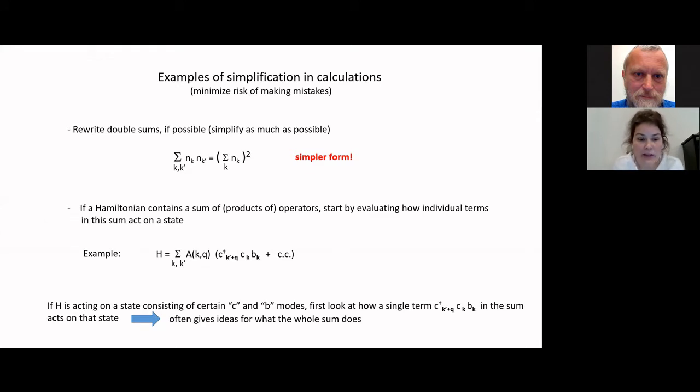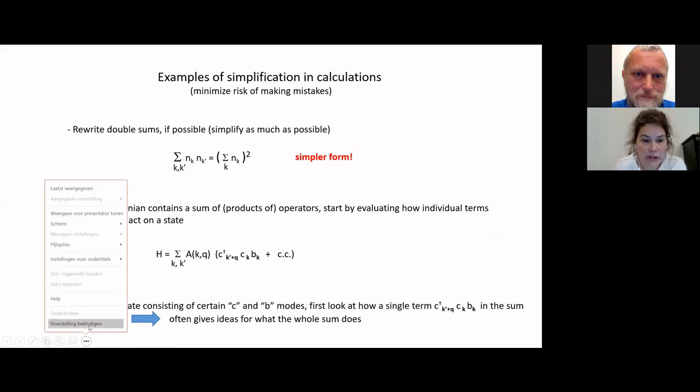So if H, the Hamiltonian, is acting on a state consisting of certain, let's call them modes for the moment, and there are two types, C and B, look at what a single term does, and that often gives you an idea of what the whole sum does. I think we'll come back to this point in some later stage of the course, because it's really important for the whole of the course. All right, that was all I wanted to discuss.